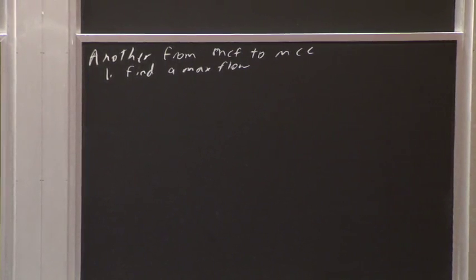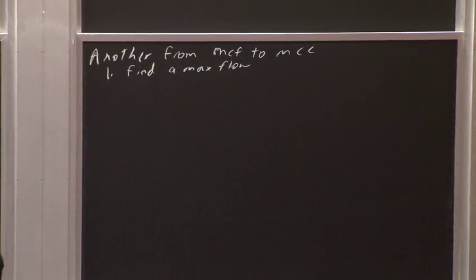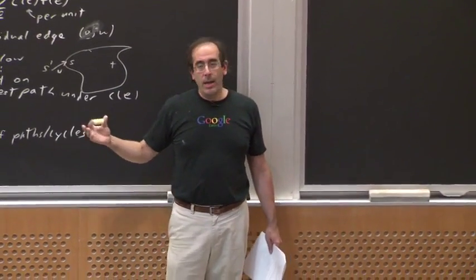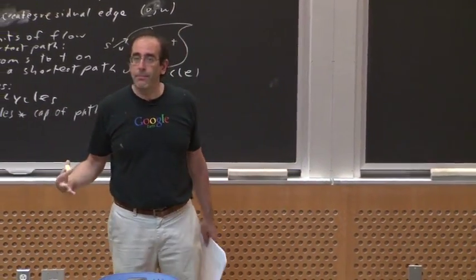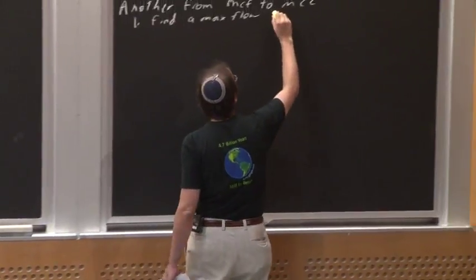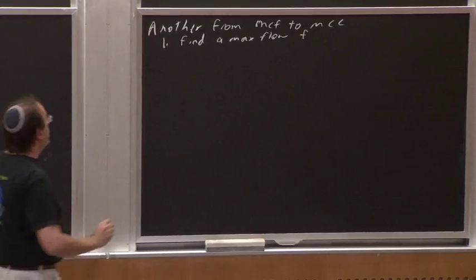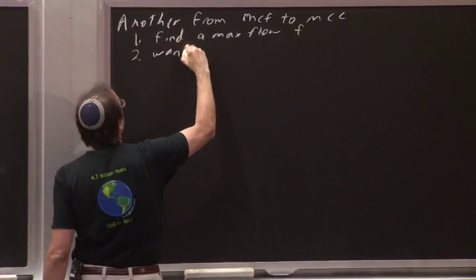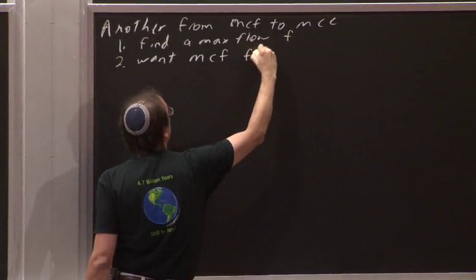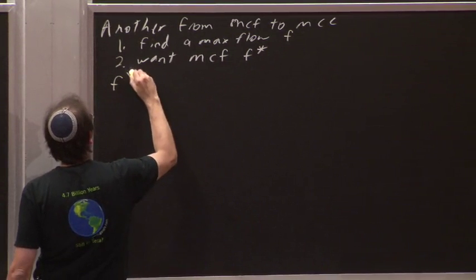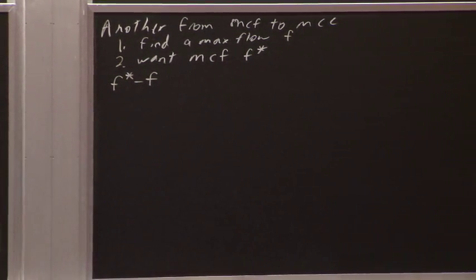And now I'm going to ask, what is it going to take me to get from some max flow, which might not be the min cost flow, and instead get the min cost flow? Okay. So let's suppose that we find some max flow f. Now, what we want is the min cost flow, which I'll call f star. What's the difference between them? And let's take that literally. Let's consider f star minus f. What is it?